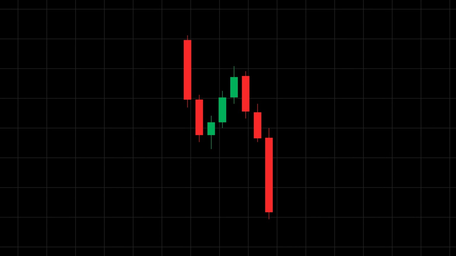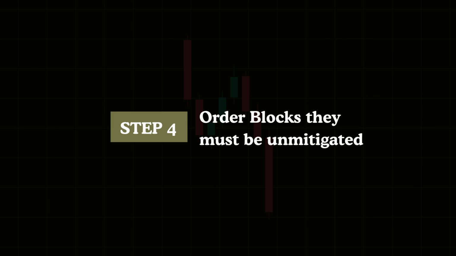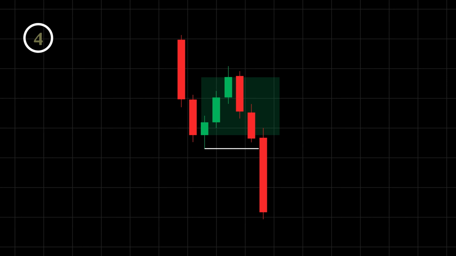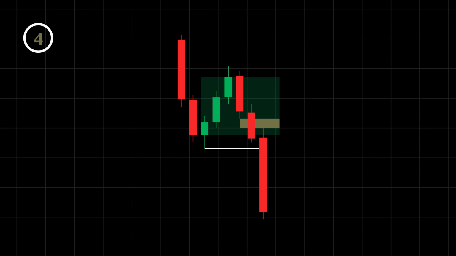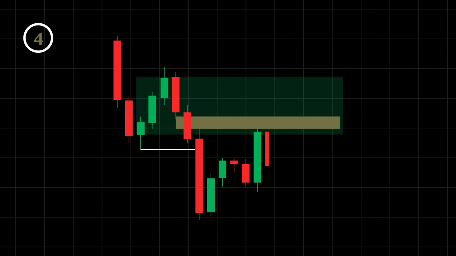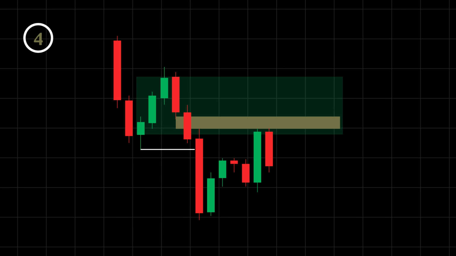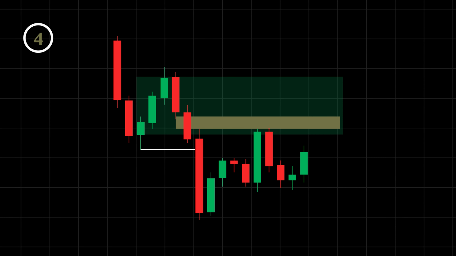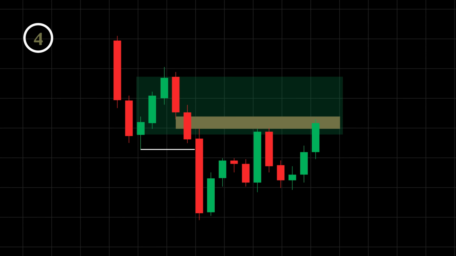Now let's move on to the next key principle for identifying high probability order blocks: they must be unmitigated. Take this example, we're analyzing a chart where a valid bearish order block is identified, and it's also overlapping with a bearish fair value gap. This satisfies the conditions for a high probability setup, as we now have confluence between 2 PD arrays. As price evolves, we can see that this zone is respected, acting as an effective area of resistance.